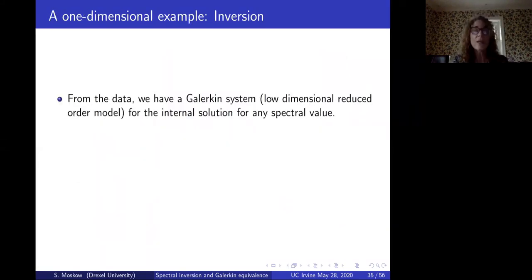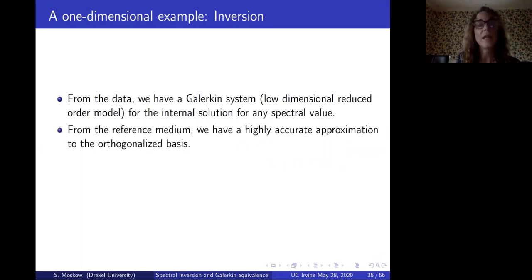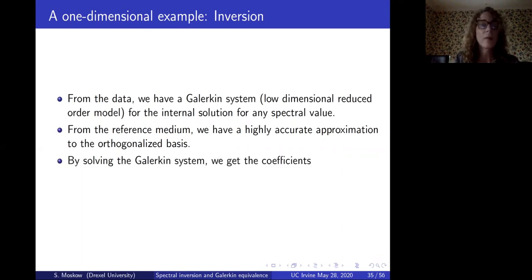So from the data, we have a Galerkin system, a low dimensional reduced order model. It's only 6 by 6 for the internal solution for any spectral value. Then for the reference medium, we have a highly accurate approximation to the orthogonalized basis. By solving the Galerkin system, we get the coefficients for the solution for the Galerkin approximation, the Galerkin projection of the true solution.